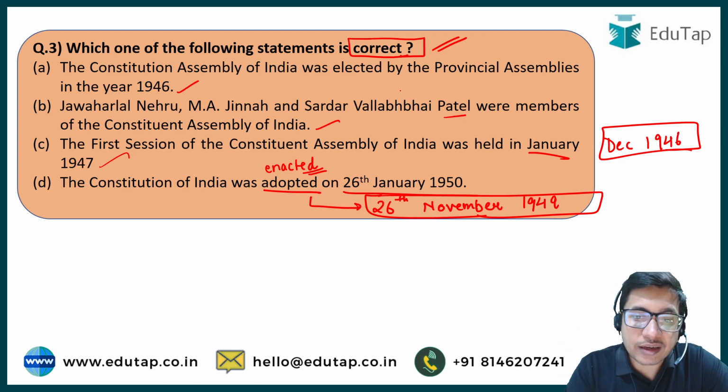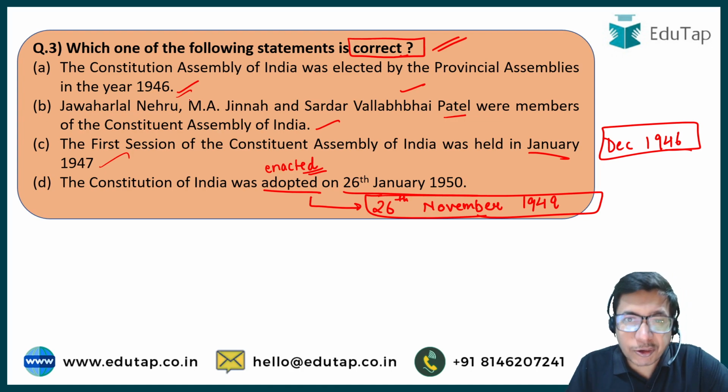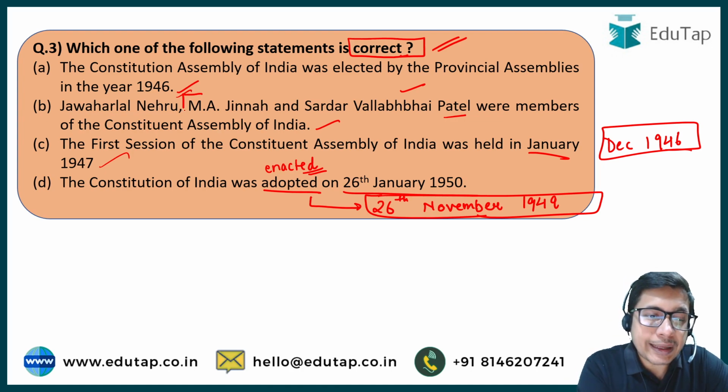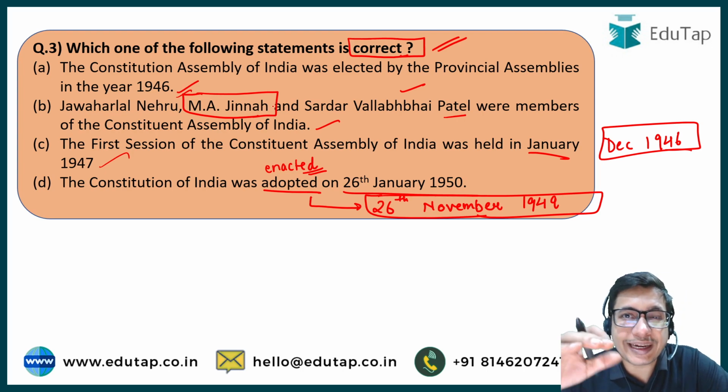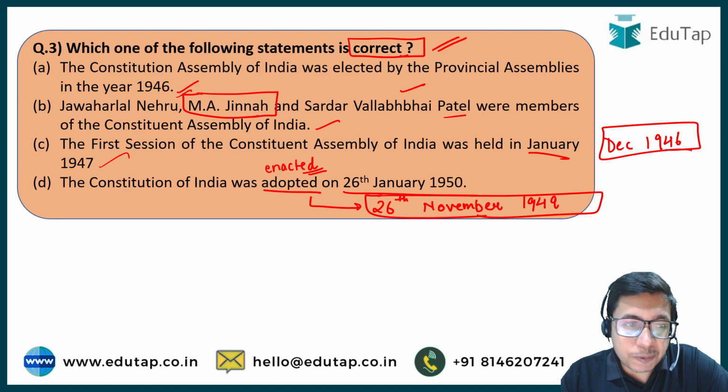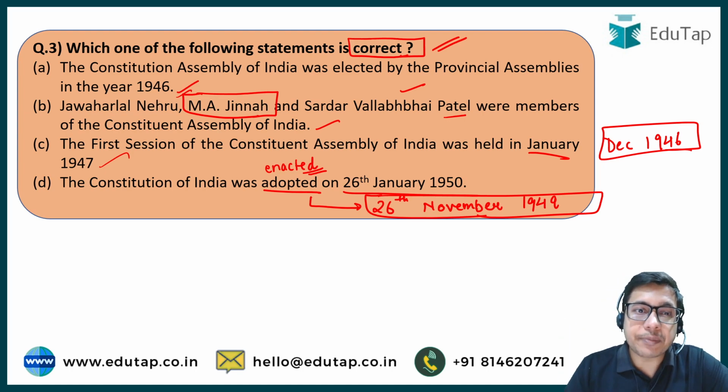Jawaharlal Nehru and Sardar Vallabhbhai Patel were members of the Constituent Assembly, but Muhammad Ali Jinnah was not a member of the Constituent Assembly. He did not participate in any of the sessions of the Constituent Assembly. Be very careful. Neither Mahatma Gandhi nor Muhammad Ali Jinnah were part of the Constituent Assembly of India. Okay. Option A is the correct statement, entirely correct statement.